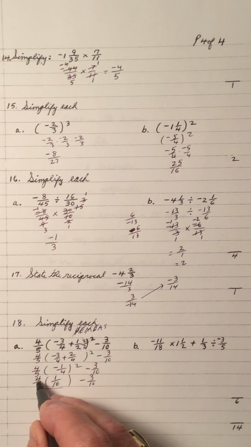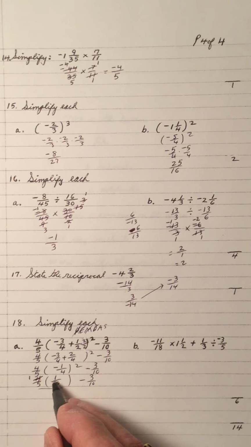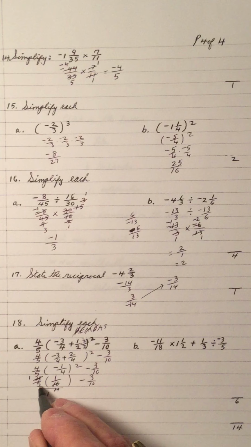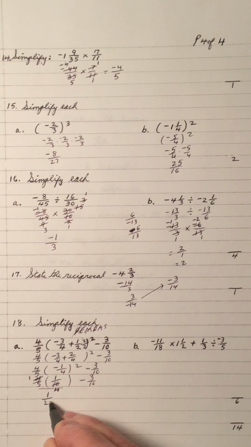When I multiply these two, I am multiplying fractions, so I cancel. 4 into 4 goes once. 4 into 16 goes 4. That gives me 1 over 20. 1 times 1 is 1, and 4 times 5 is 20.